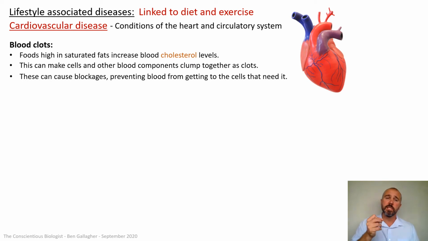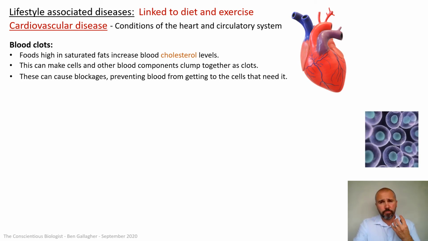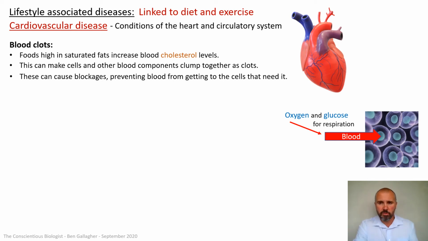Now, the problem there is these can cause blockages, preventing blood from getting to the cells that need it. Now let's just recap some of our cell biology stuff and why that's so significant. So if I put a little bunch of cells above my head here, think those cells need to be delivered blood. Let's focus just on 3 of the key essential things those cells need to stay alive. Oxygen and glucose, because they're required for respiration. You react those two together to get the energy back out of glucose, and that energy powers these cells.